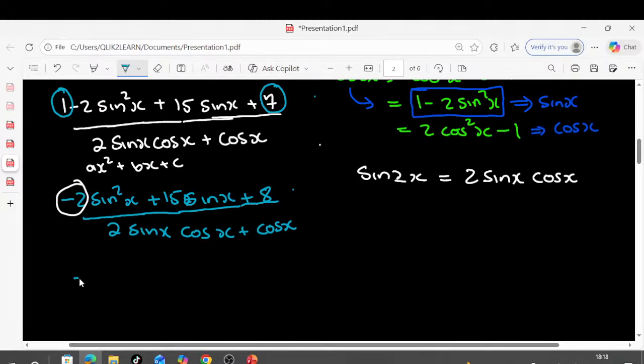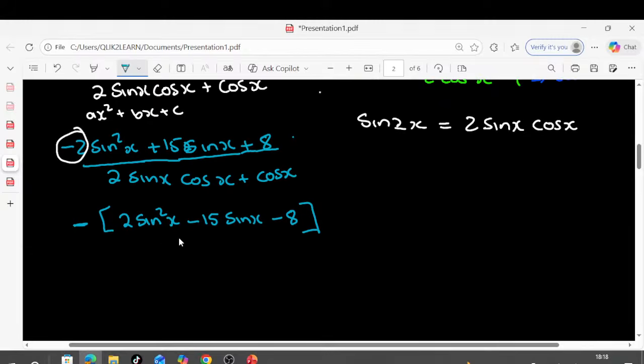We need to take out the negative. We need to take it out as a common factor. Thank you, Tandy. We need to take the negative out as a common factor. So we're going to say this is negative. I'm left with 2 sine squared x, minus 15 sine of x, minus 8. So you just take it out as a common factor, then you change the sign of every term. Please make sure that you get that right now.